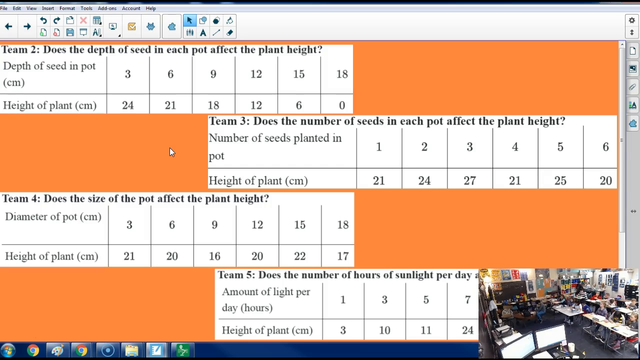So I got the Y, the height. How high does the height go? What's the highest height of the plant? 21, 24, 27, 21, 25. Yeah. So our Y axis needs to go up to 27. Can you make that happen?